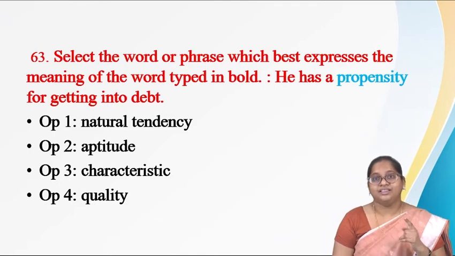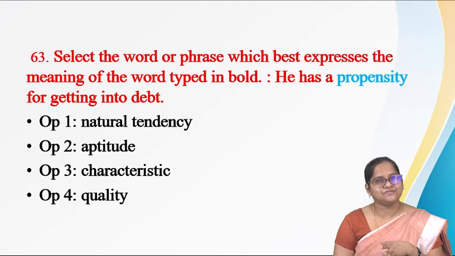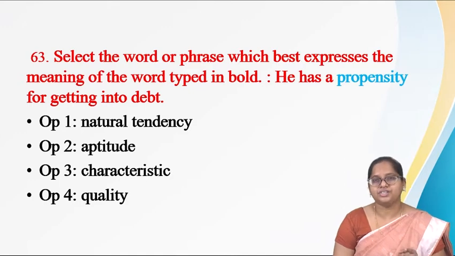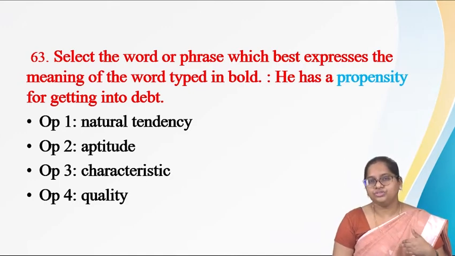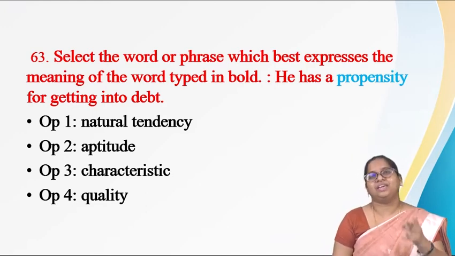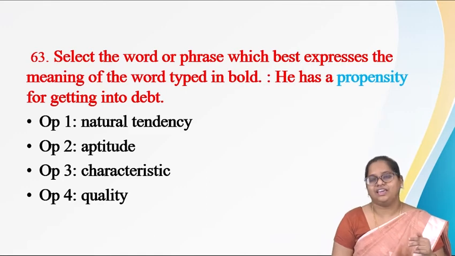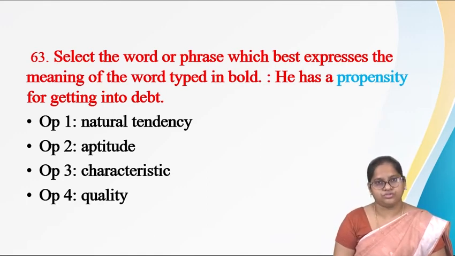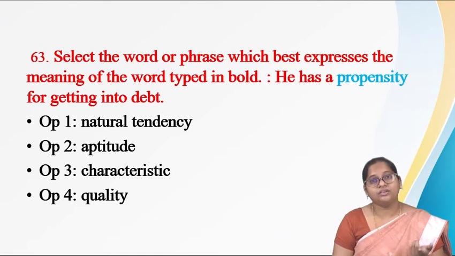So hold on there. And then third, characteristic. So it is that he has a characteristic for getting into debt. It's not very suitable. Like option 4, he has a quality for getting into debt. No, usually maybe his quality is to owe some money, but it's not the quality through which he gets into debt. Even this is not more suitable. Now, option 1, natural tendency.